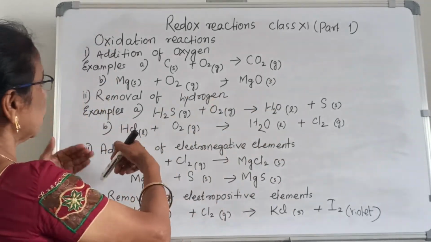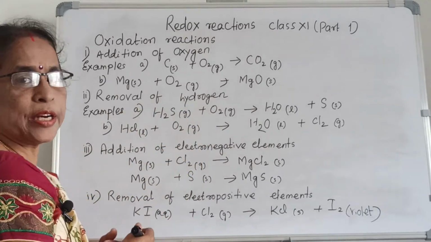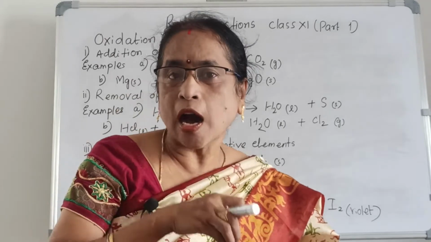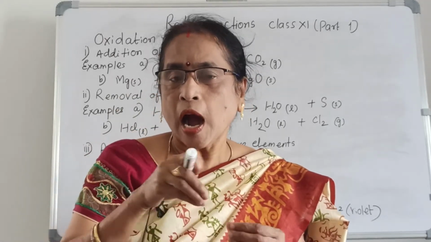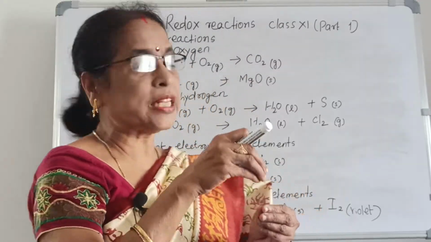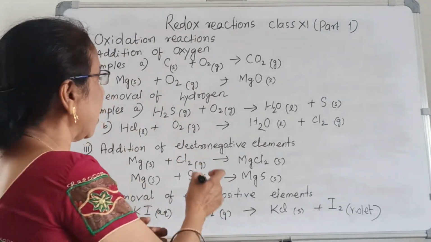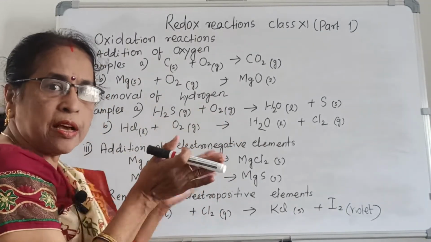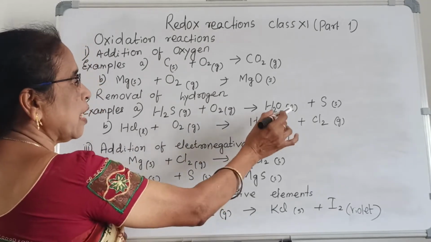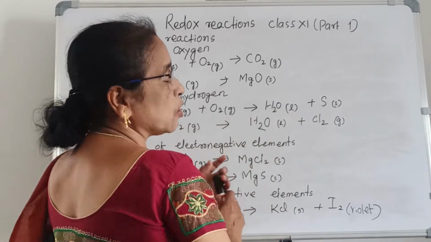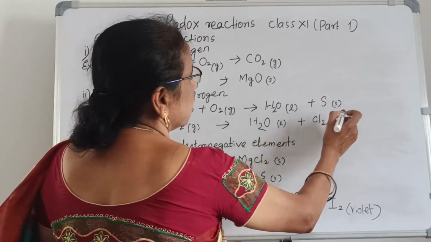But when you proceed to the second one, that is removal of hydrogen, we will see in the reaction how the hydrogen is removed. See here, hydrogen sulfide is a gas, and oxygen is also a gas. When they are treated with each other, what happens? Water is formed as a byproduct, and the main product is sulfur, which is in solid form.